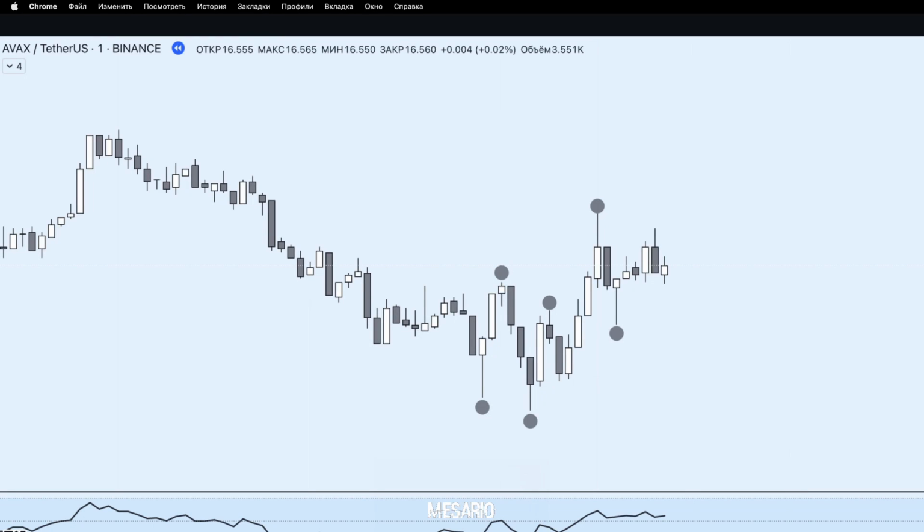And this is how it all looks live on the chart. Candle on the left, candle on the right, the lowest point is at the central candle. Candle on the left, candle on the right, the highest point is at the central candle. Candle on the left, candle on the right, the lowest point is at the central candle. Candle on the left, candle on the right, the highest structural point is at the central candle.